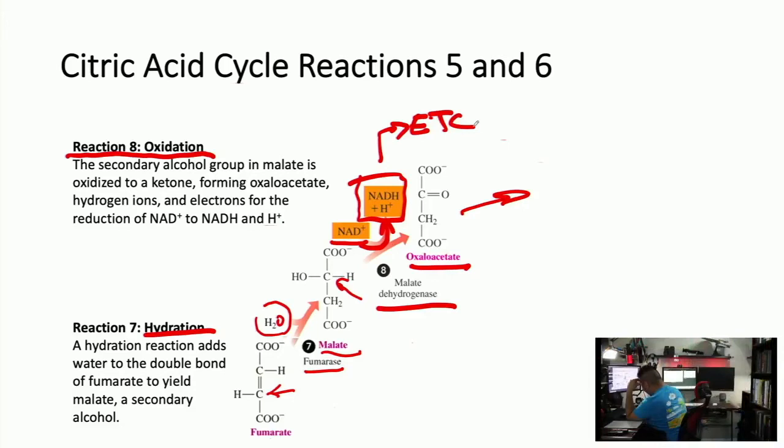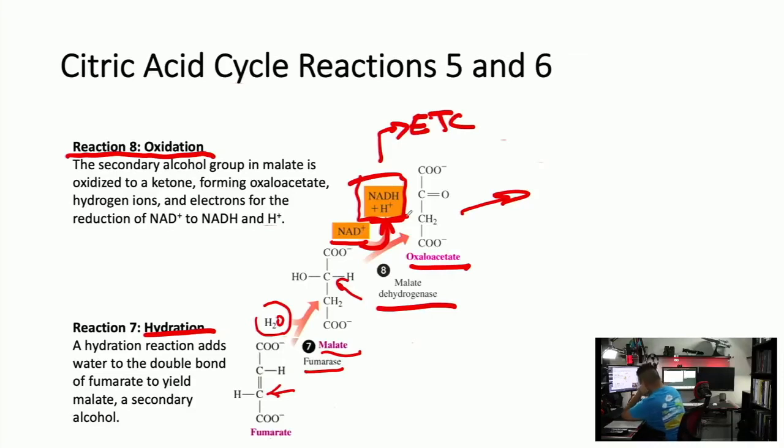So notice the difference here between succinate dehydrogenase and malate dehydrogenase. Malate dehydrogenase is producing an NADH that's going to be transferred to complex 1 of the electron transport chain. But succinate dehydrogenase is actually a part of the electron transport chain, so it doesn't have to transfer anything. The FADH2 that it made is already there. That is its direct connection.